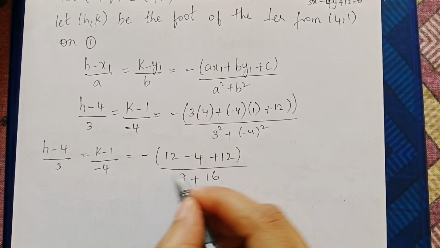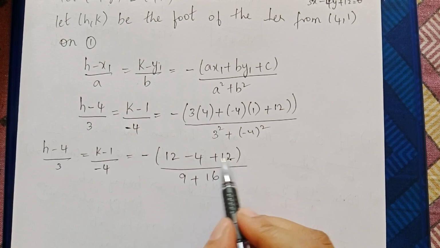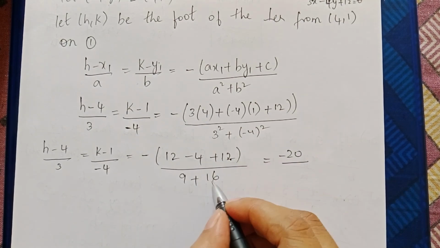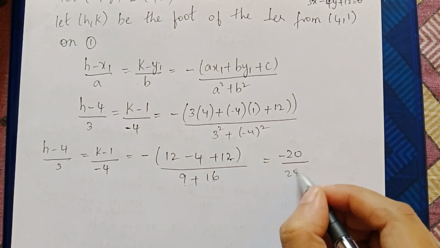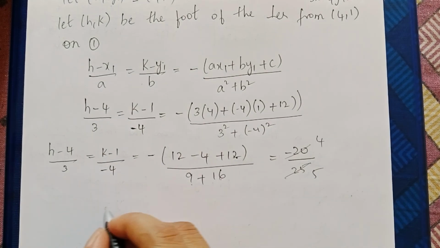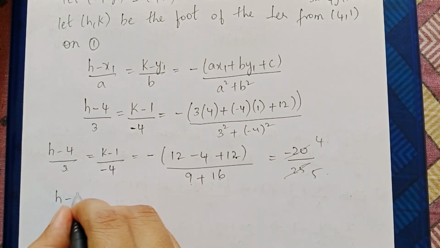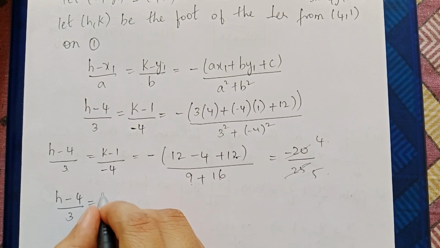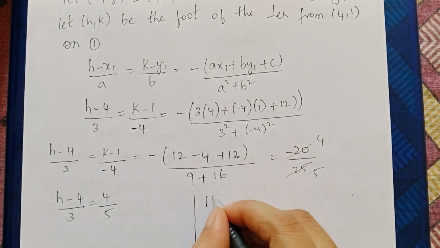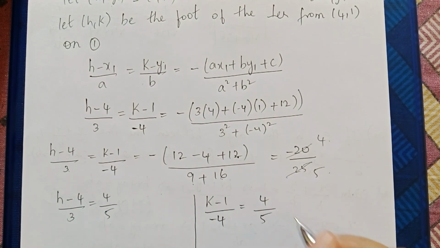So it is 12 plus 12 is 24, 24 minus 4 is 20. So this can be written as minus 20 by 25, since 16 plus 9 is 25. Cancelling with 5, 5 fours are 20 and 5 fives are 25. So we can equate this with both h and k values. So (h minus 4) by 3 is equal to 4 by 5, and (k minus 1) by minus 4 is equal to 4 by 5.